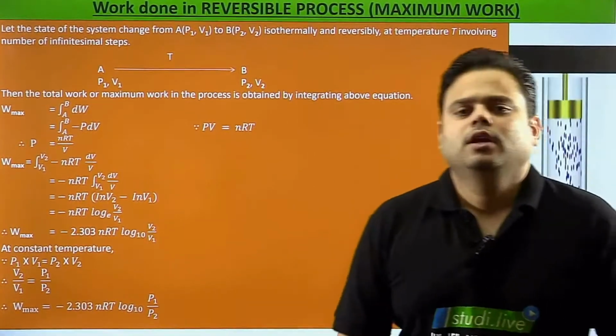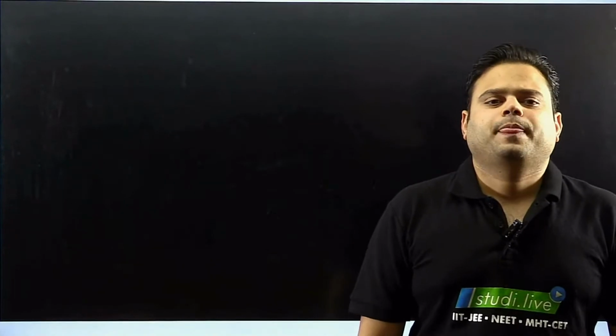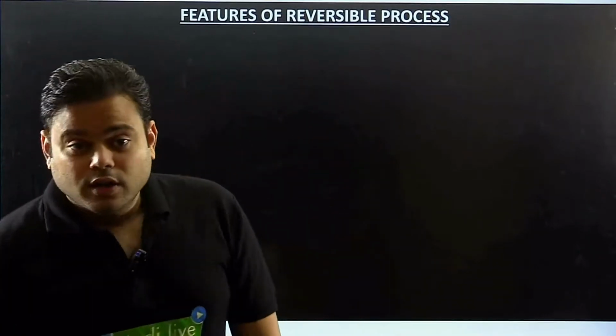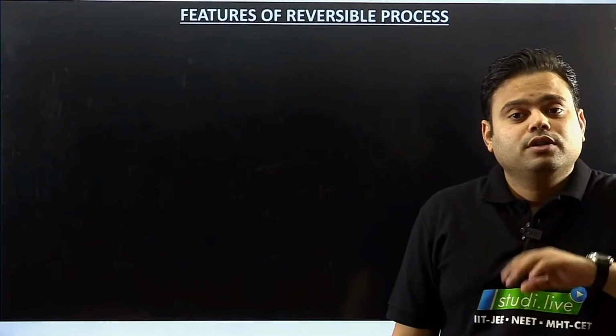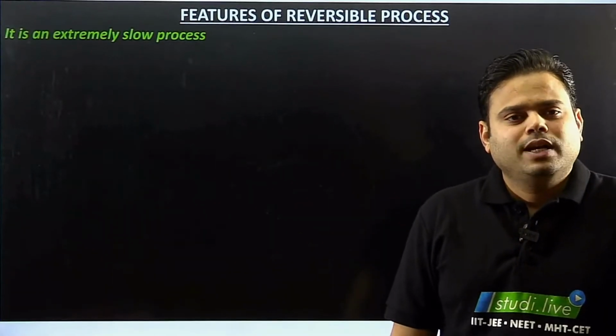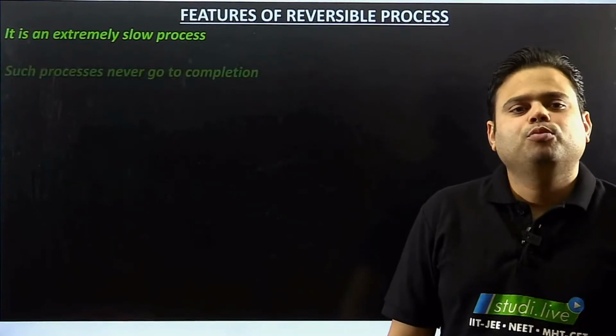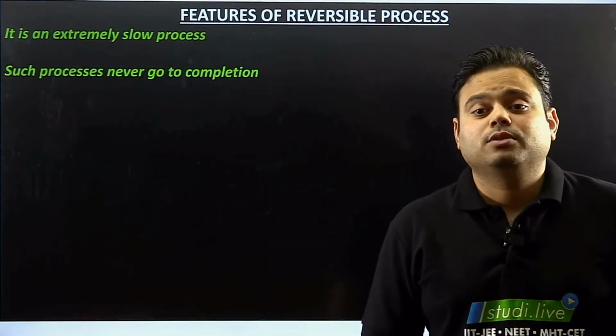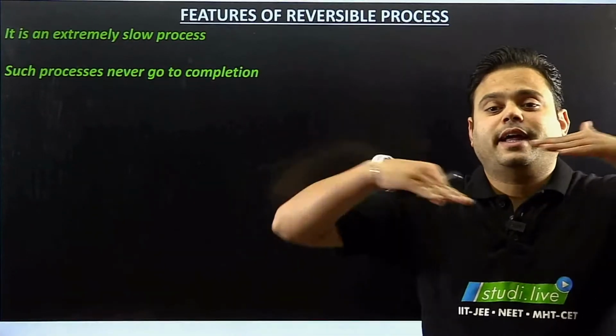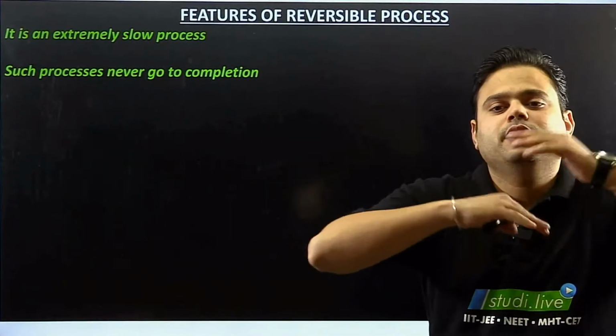All right, let us move ahead. Now, what are the features of a reversible process? Just as we understood the features of irreversible process, let us understand the features of reversible process. It is an extremely slow process. Such processes never go to completion because opposing and driving force will always be present.